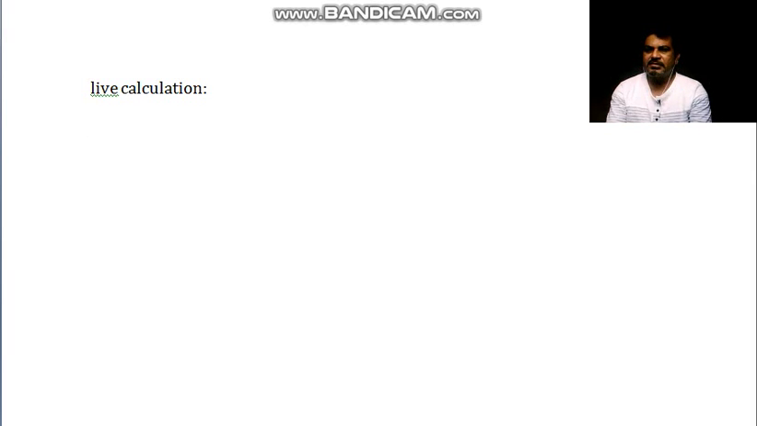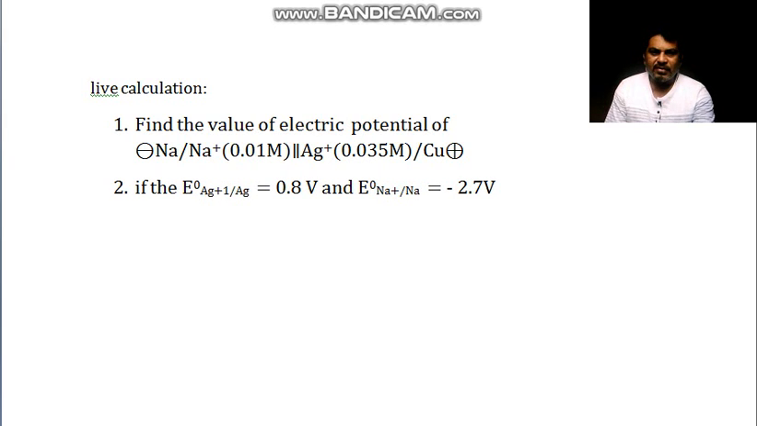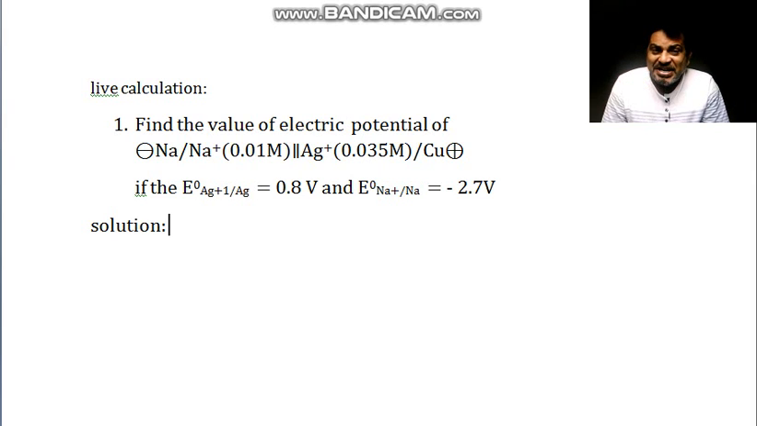So here is the question: find the cell electric potential of the cell given below, if the values are given like this. Read out the sum, and now we are doing the solution. How to make the solution, dear students? You know which steps you should follow.